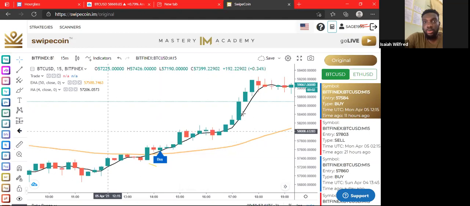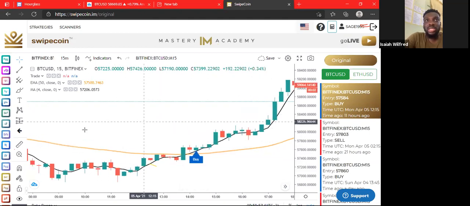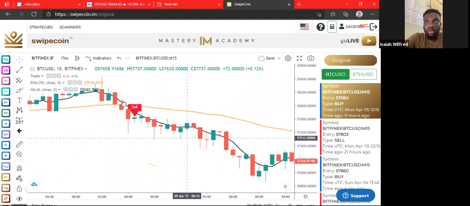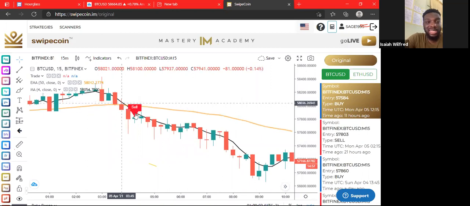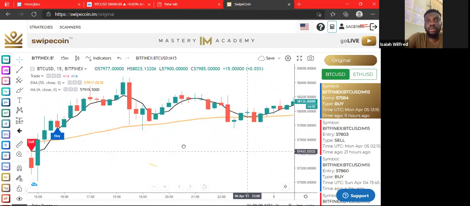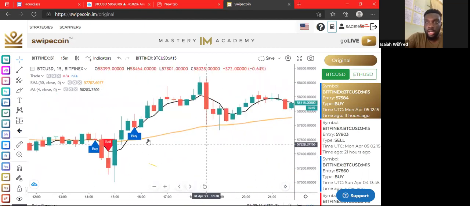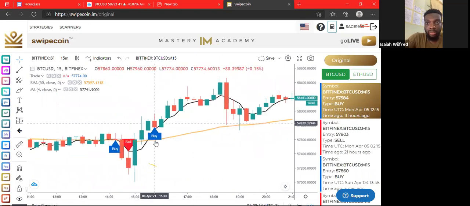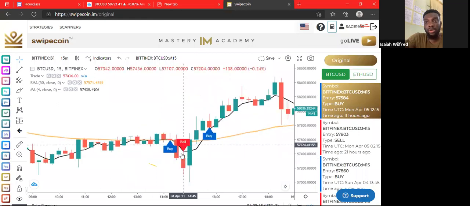Now, let me show you guys something else. After it crossed down, see, it crossed down, that's where Swipecoin called out a sell. If I go to the past, you're still going to see the same thing repeating over and over again. A cross up, what can you find? You can find a buy. A cross down at this point, you can find a sell.